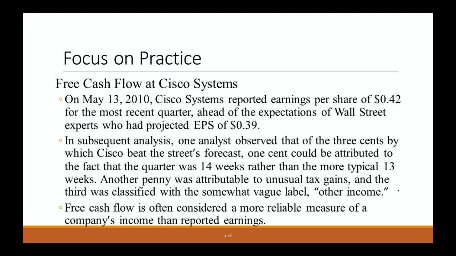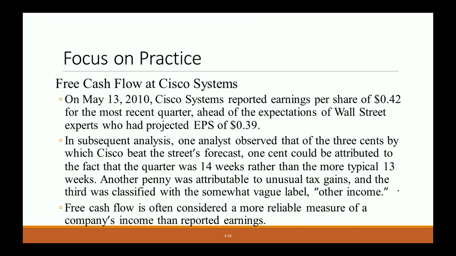Free cash flow is often considered a more reliable measure of income than reported earnings. And here's an example of that. At Cisco Systems, May 13, 2010, they reported earnings per share of 42 cents. Wall Street analysts expected earnings per share to only be 39 cents, so they beat their expectations by 3 pennies.